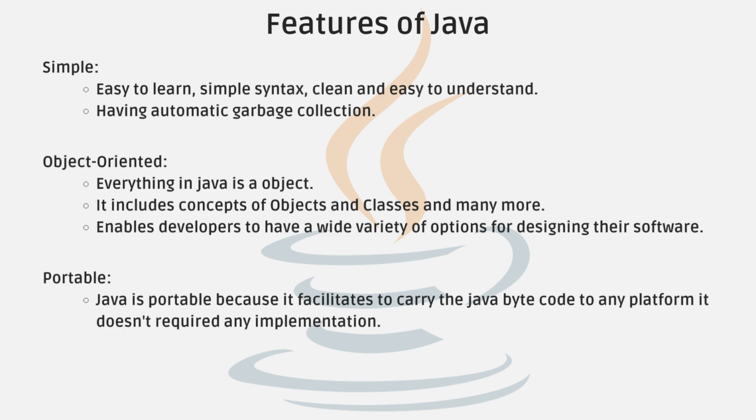Okay. So the next is Java is portable, which means you can run it on any platform without needing to make big changes. This is because Java is compiled down to something called bytecode, which can be run on any device that has a Java virtual machine. So whether you are using a PC, a Mac, or even a smartphone, Java can run on it.